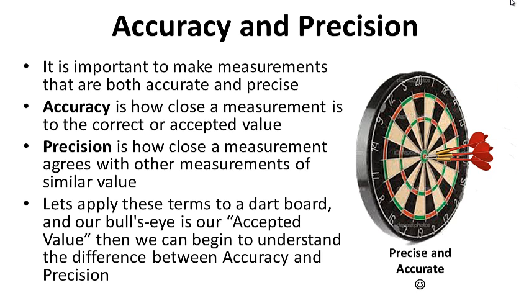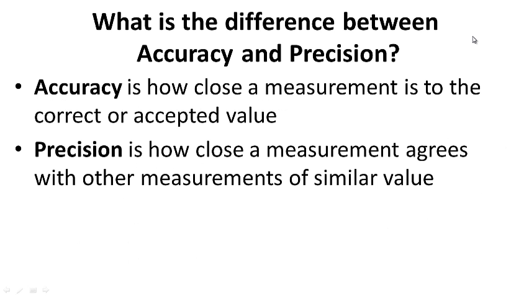And here you can see our darts are both precise and accurate. You can see that they're right here on our accepted value, so they're accurate, and they all agree with each other in terms of their score or value. So they're both precise and accurate. So what is the difference between accuracy and precision?